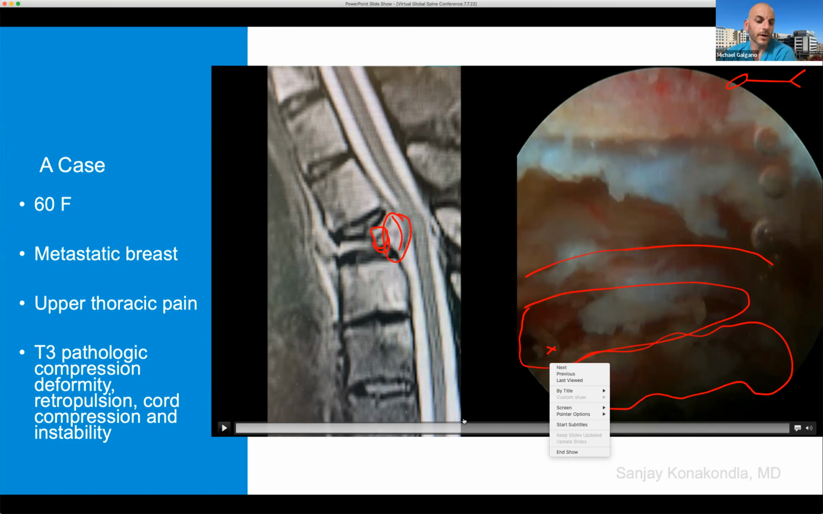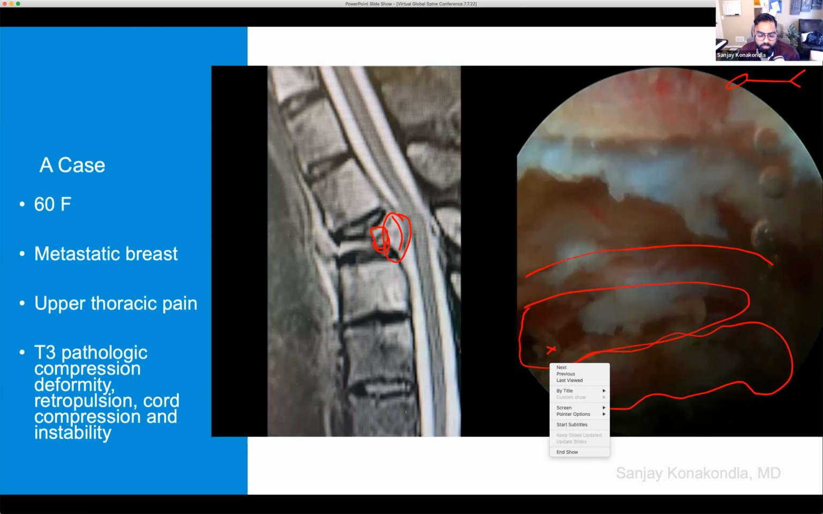Sanjay, what's your workflow here? Obviously, I'm assuming you're placing instrumentation at least one or two levels above and below. So are you doing percutaneous fixation and then the endoscopic approach? Is that how you go about doing this?